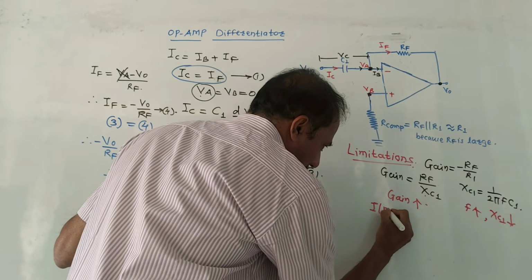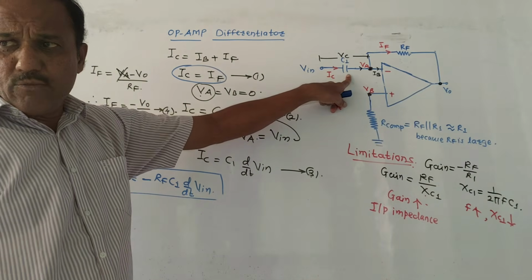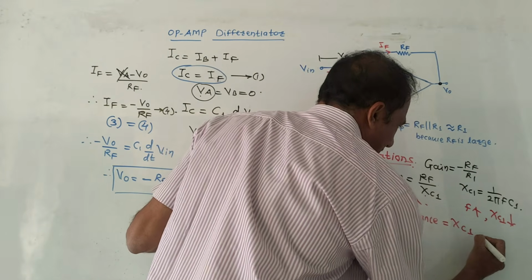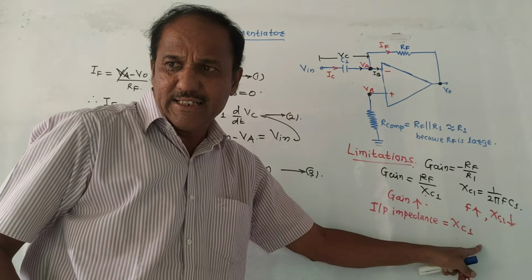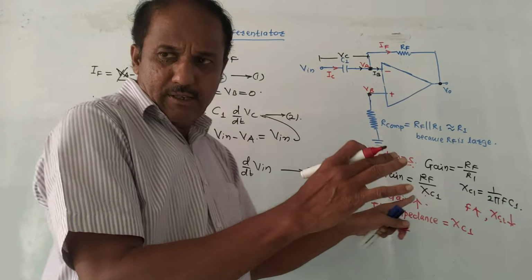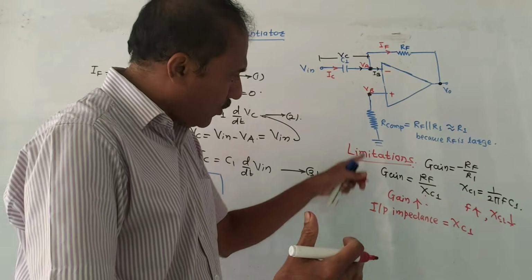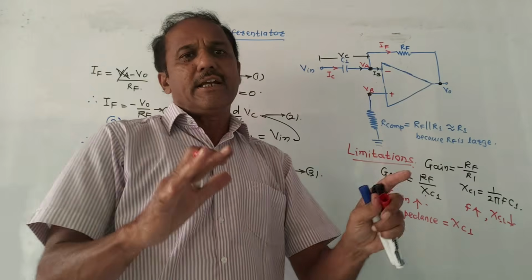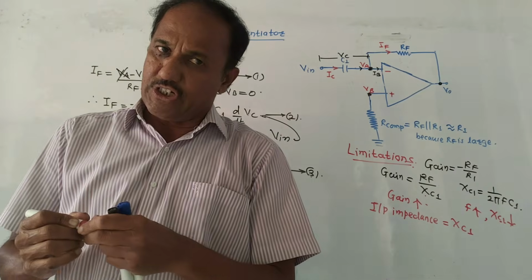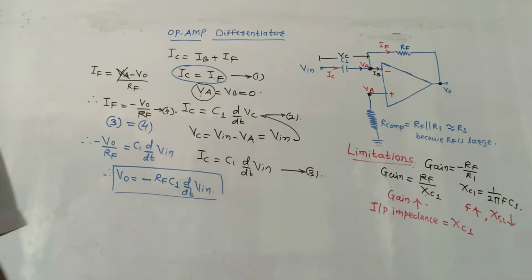Similarly, input impedance, look at the diagram. At the input side we have connected one capacitor, so input impedance is XC1. So as frequency increases XC1 decreases, that means input impedance also decreases. It will produce the high frequency noise effect. So that means high frequency noise will cause the effect on the circuit and circuit will become unstable. This is the major limitation of ideal differentiator. So to avoid these limitations, we have to think about some practical solution, that is practical differentiator.